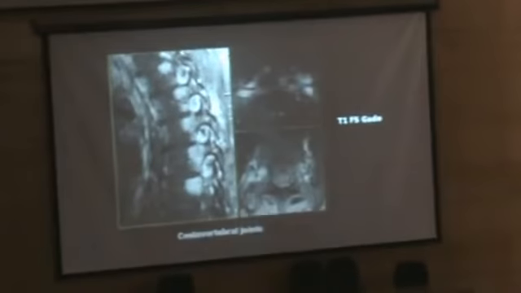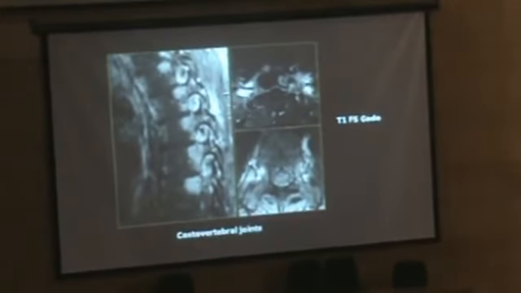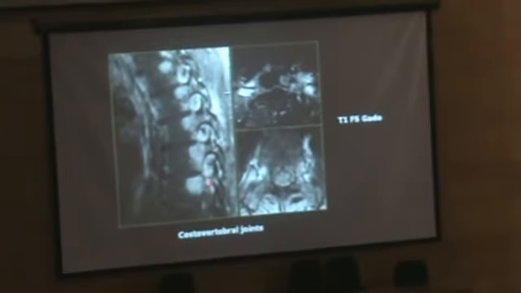To show an involvement of other synovial joints in the spine, the costovertebral joints, you can see inflammation all the way on the sagittal and axial planes. All of those are T1 fat suppressed gadolinium sequences.